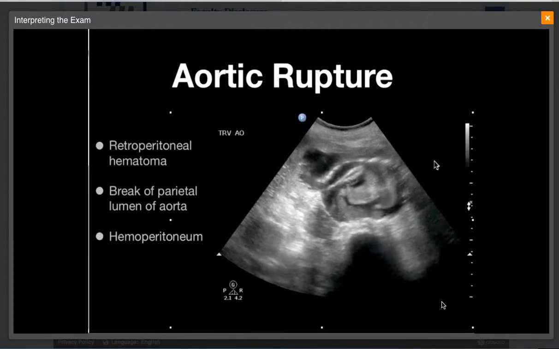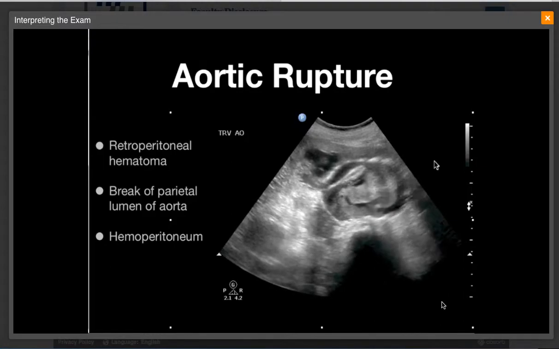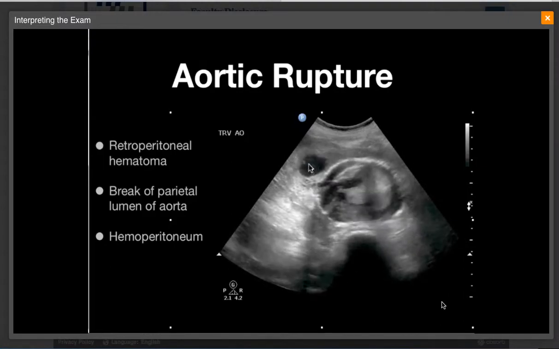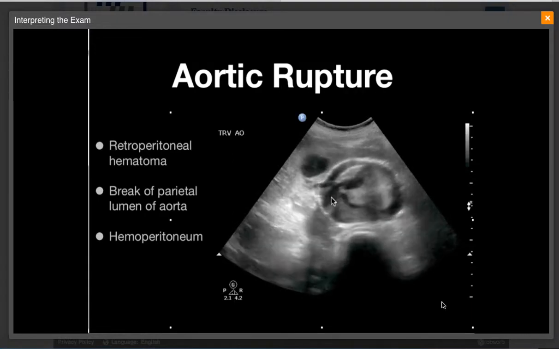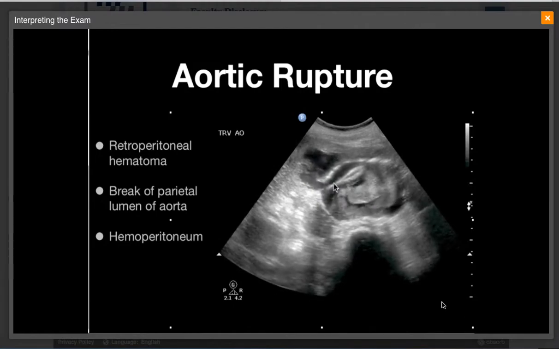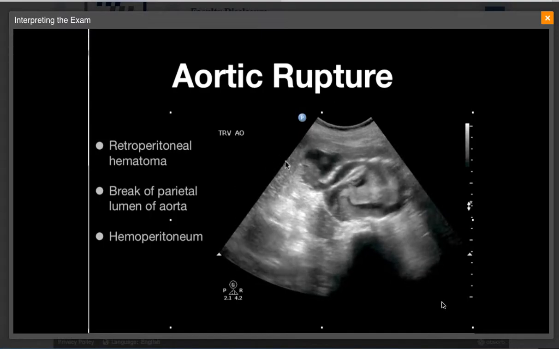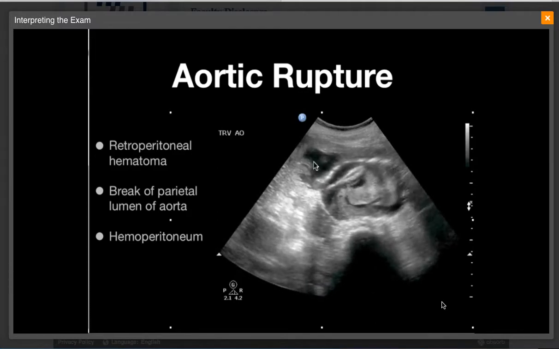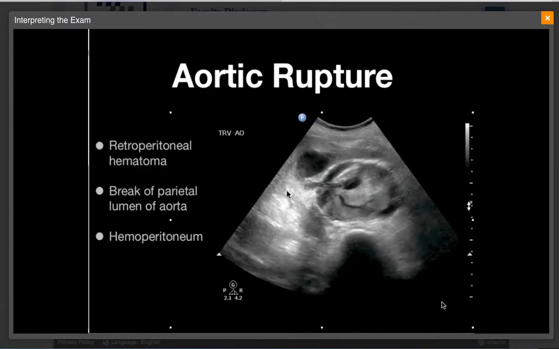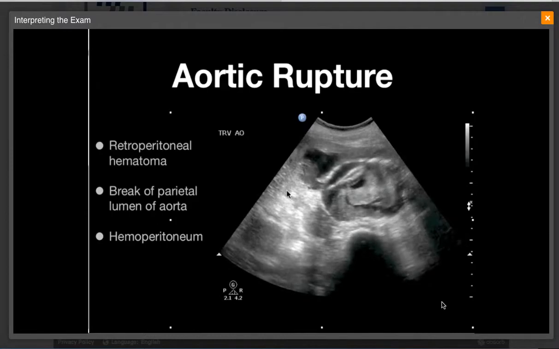The most common ultrasound findings of AAA rupture include retroperitoneal hematoma, which you see here. This is a transverse view of a patient with a ruptured AAA. So you have anterior, posterior, patient's right, patient's left. Here's a very large AAA, and you can see at about the 9 o'clock position, there's a direct break in the parietal lumen, and you can see the blood leaking into the retroperitoneal space. If you didn't see this hypoechoic or anechoic area here, the remaining portion of the retroperitoneal hematoma would be difficult to definitively diagnose.